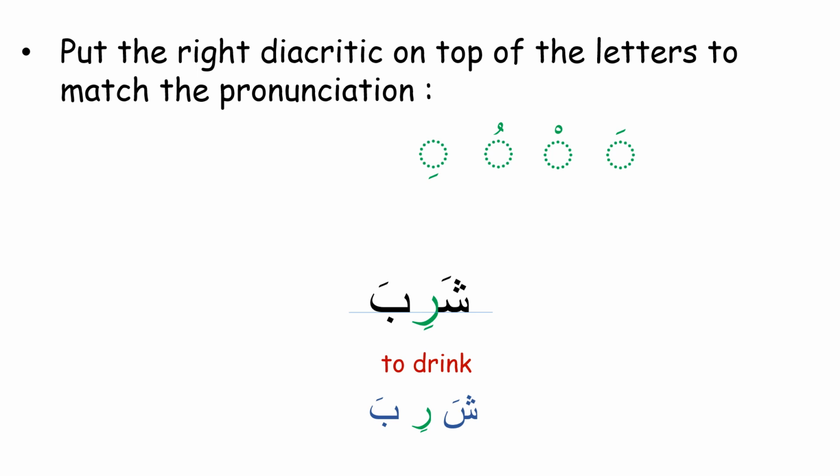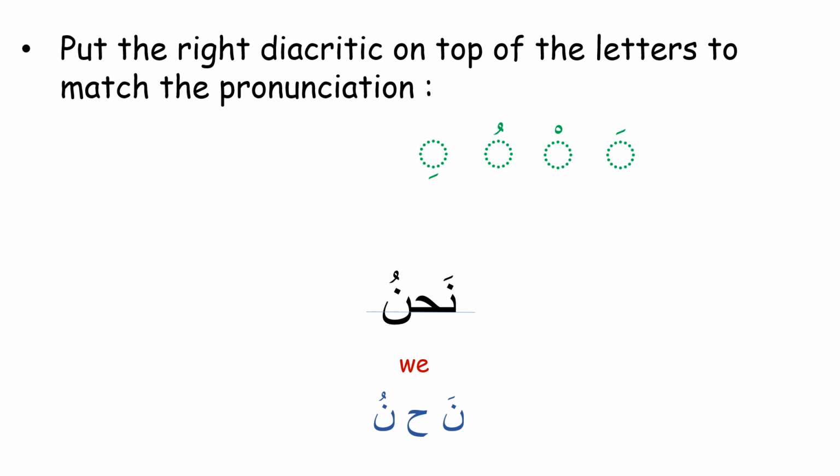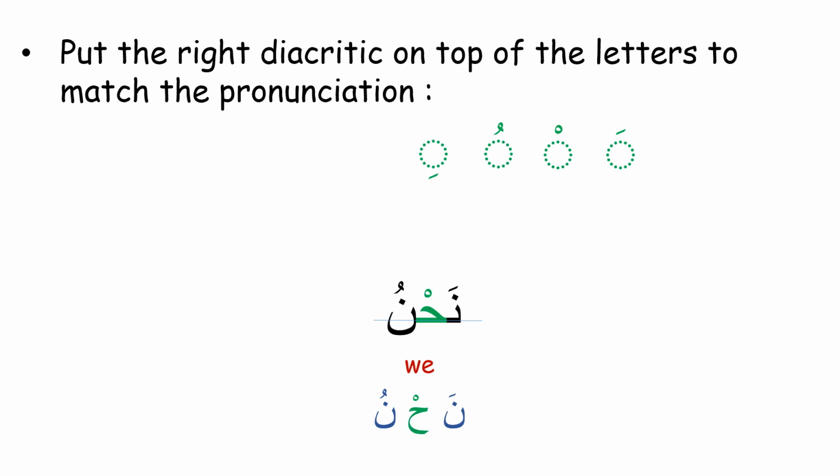Our second to last word is نحن. One more time. نحن. I think you've got the hang of it. The letter ha sounds like as if we are pronouncing just the first letter of the name of the alphabet ha. So, our missing diacritic is sukoon. Good job, everyone.